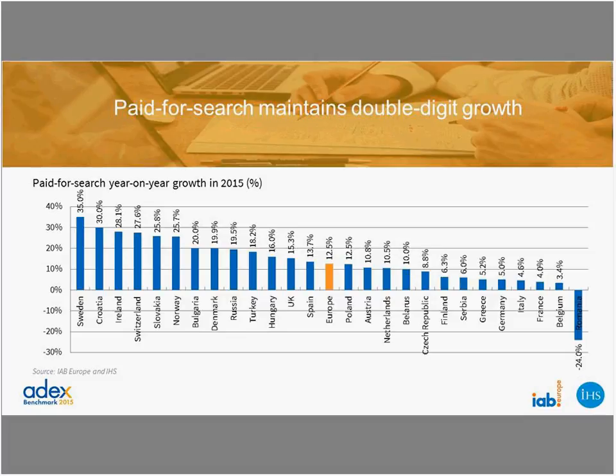We see a picture a bit more than display, but not as fragmented as classifieds and directories. And you can see the growth, if you look at Sweden, for instance, or Norway, Denmark, all very mature markets with a very healthy double-digit growth of search, which partly stems from the migration of directories.